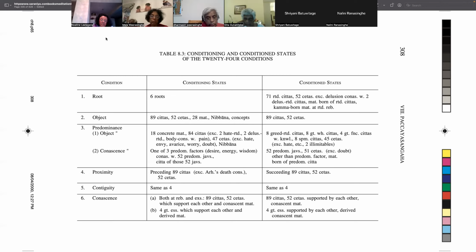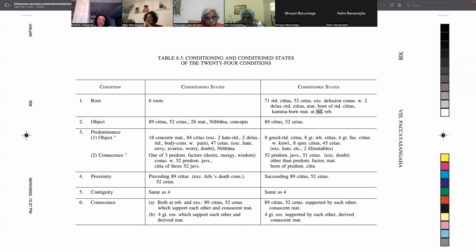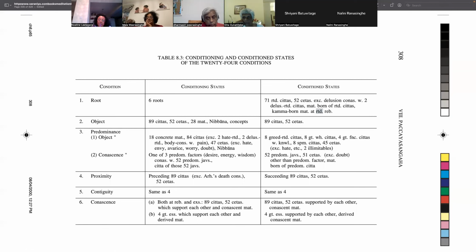71 rooted chittas, 52 chetasikas excluding delusion connascent with 2 delusion rooted chittas, matter born of rooted chittas, karma born matter at rooted rebirth. Why have they said rooted rebirth there? Because we are talking about roots. Don't feel that any rebirth that happens, happens because of a root. It's using the word rooted just to bring it out a bit.